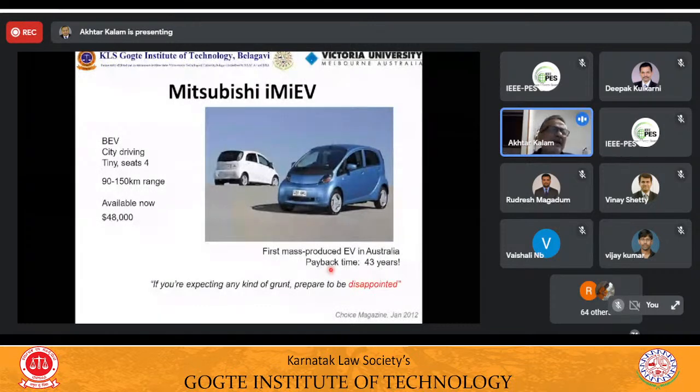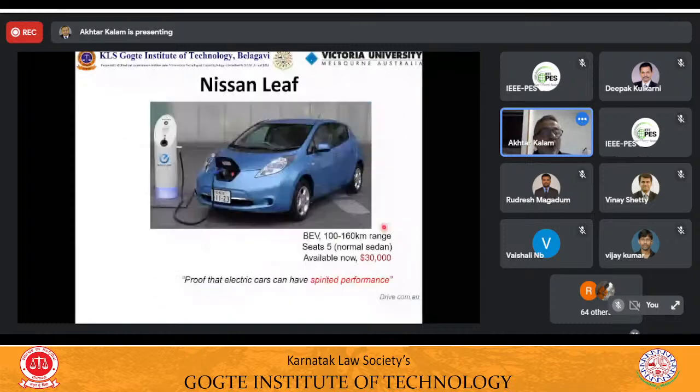I think that if I sit in that car, I will be very disappointed. I will not be happy with that car at all. This is a battery electric vehicle. Now, the Nissan Leaf. This is a very common one. And look at that price. It's a good range, between 100 to 160 kilometers. And this is the normal sedan. This has good performance.